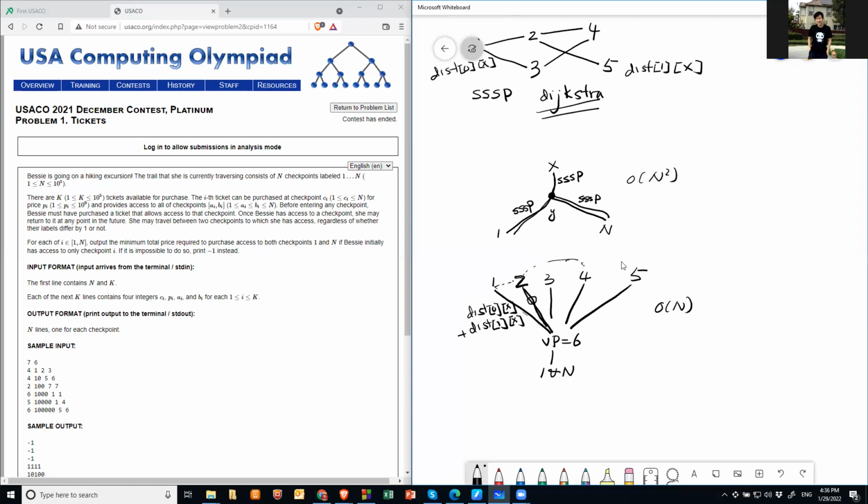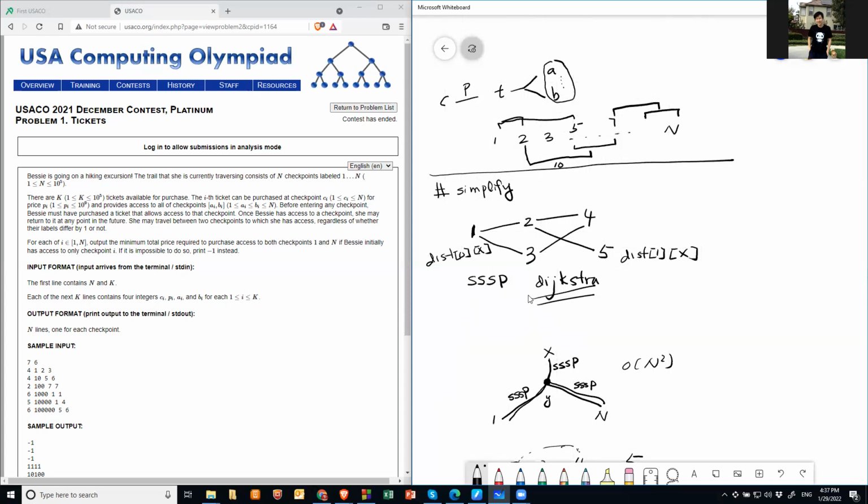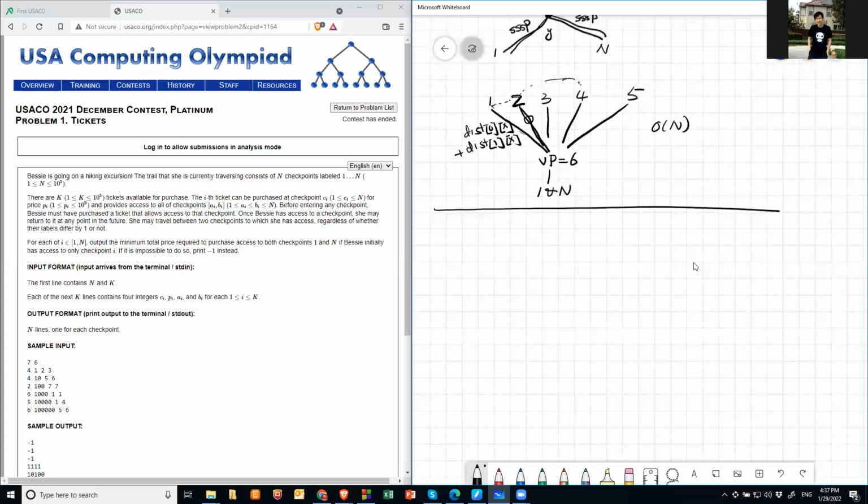So now that means if I only go to one point, if it's a checkpoint that has a ticket that can only go to one checkpoint, right? I know how to solve it. It's my standard Dijkstra. Now the question becomes, what if it's like this? Each ticket can go to multiple checkpoints.